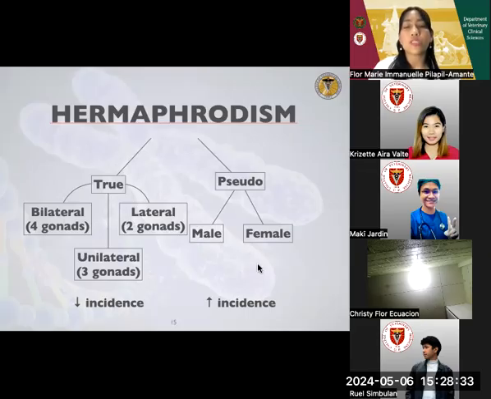Then for the pseudo, it can be male or female pseudo, meaning for the female, the animal is female inside but shows otherwise outside. And then vice versa. So we have a high occurrence of pseudo-hermaphroditism in our animals.